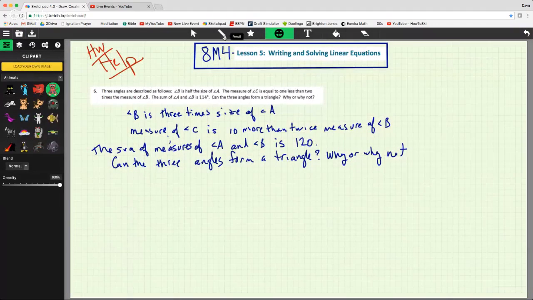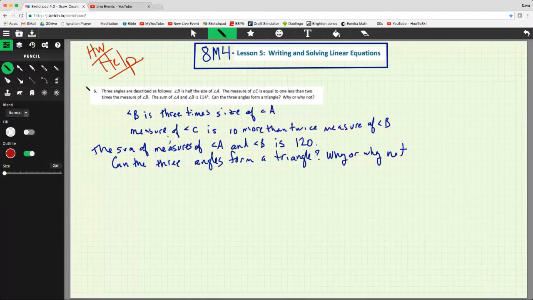Okay, so the last problem, this is your homework. This is an exact homework problem, number 6. So I'm going to change it. So number 6, the homework that you're going to have to solve is: 3 angles are described as follows. Angle B is half of angle A. Angle C is equal to 1 less than 2 times the measure of angle B. And the sum of A and B is 114. Can these angles form a triangle?